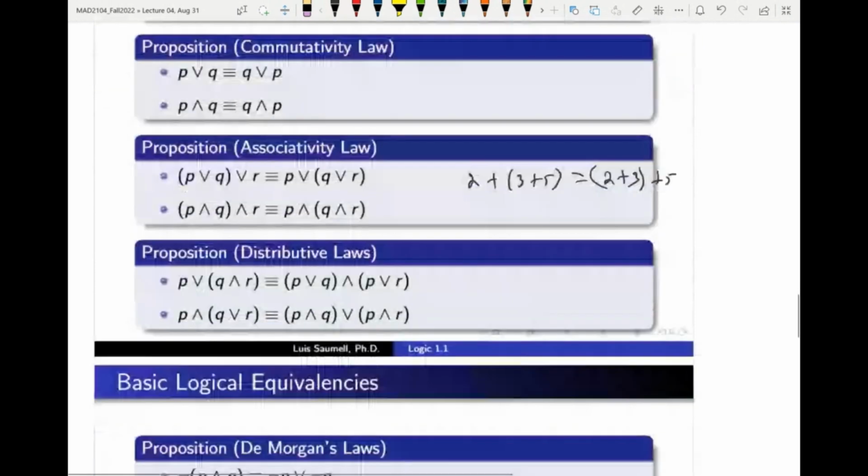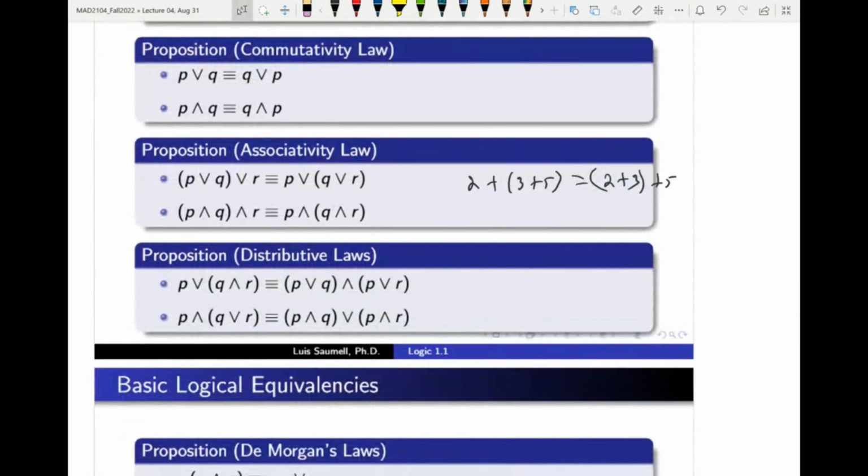Then similarly, we have the distributive laws. Like when you have, for example, 2 times (x plus y), there's a distributive property that says that multiplication distributes over addition, right? So what is this? 2 times x plus 2 times y, right? Well, the same thing: or distributes over and, and distributes over or. So here we say multiplication distributes over addition. Okay? That's the word that we use.